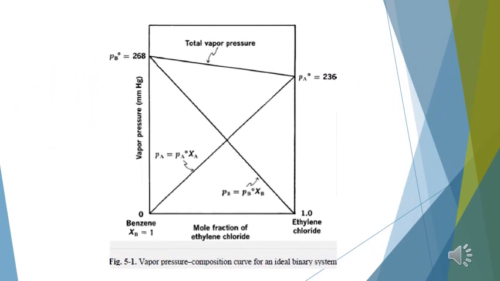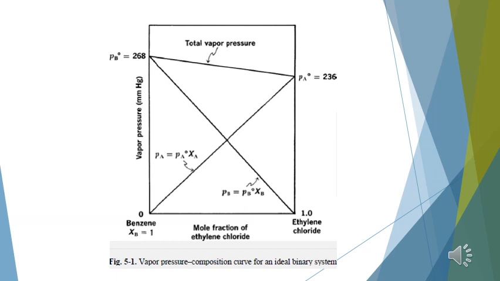In this slide, this figure shows the vapor pressure composition curve for an ideal binary system composed of ethylene chloride and benzene. Now we have the ethylene chloride to the right hand, and we have the benzene to the left hand, and then the x-axis represents the composition of the system. So the mole fraction is changing by changing the composition of the system.